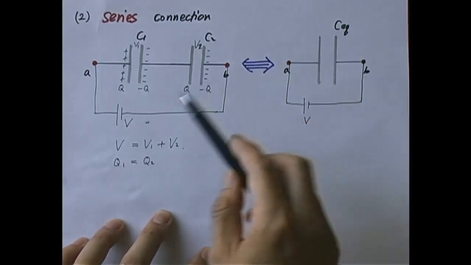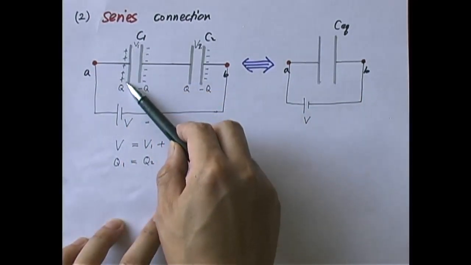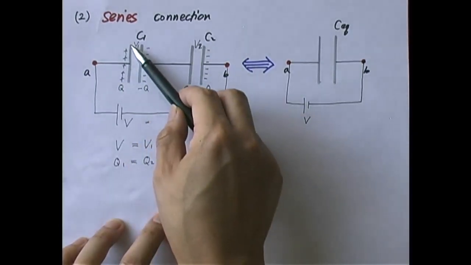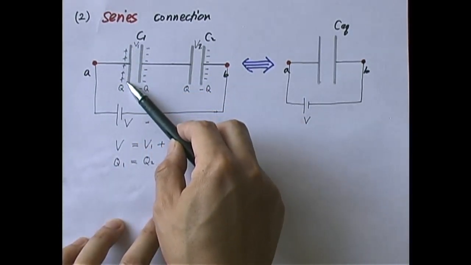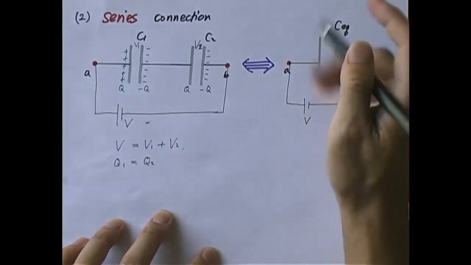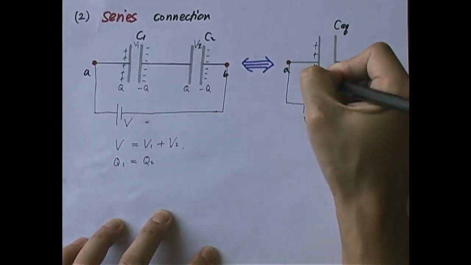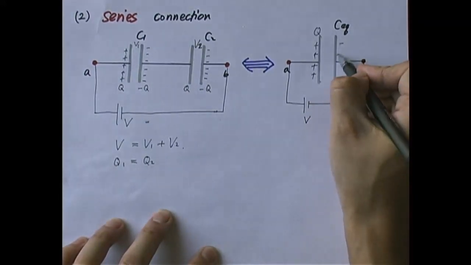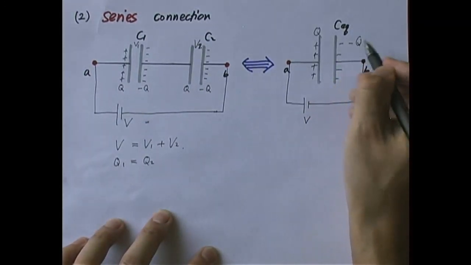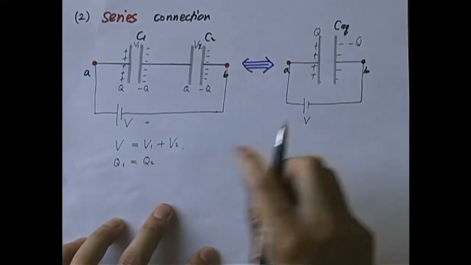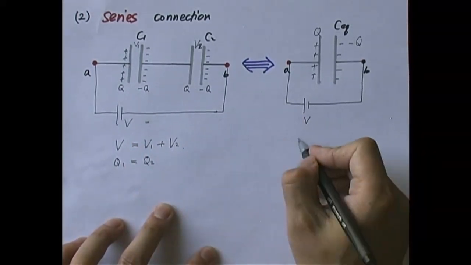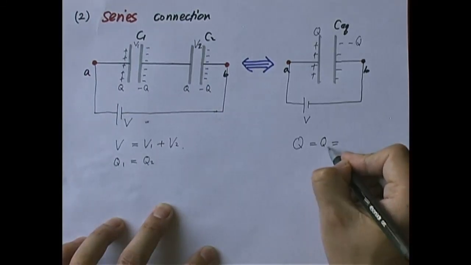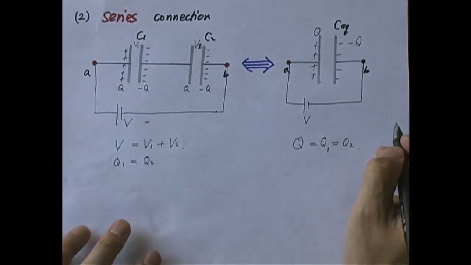But wait a minute, point A is connected to charge Q. That's not connected to here directly. It is only connected to the charges on this plate, so it's Q, right? So I want this to be Q as well, just like that. And I want that to be negative Q, right? Negative Q. So, in this case, V is the same as that, but on the other hand, Q is just Q1 and Q2. It's not Q1 plus Q2.